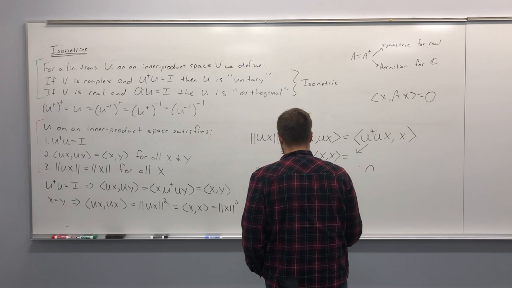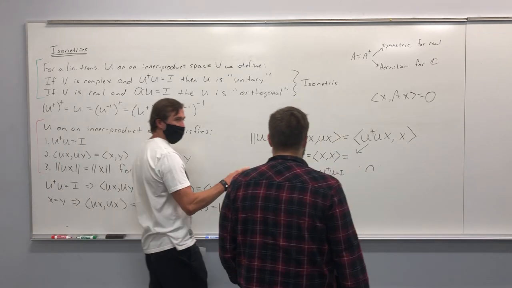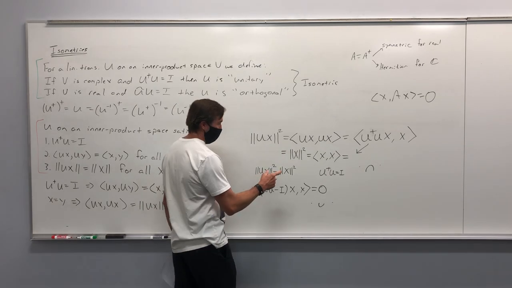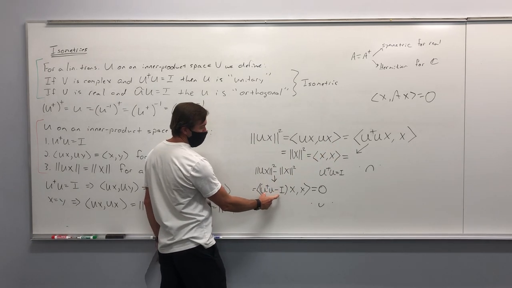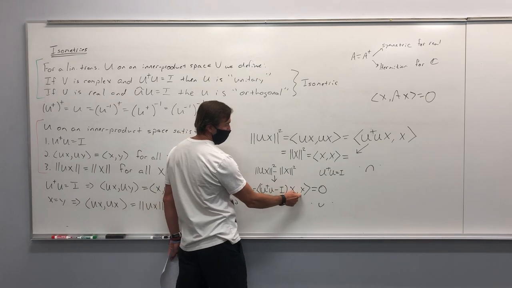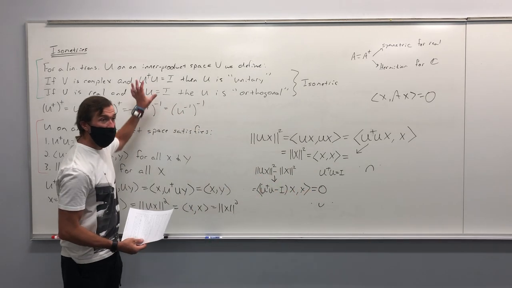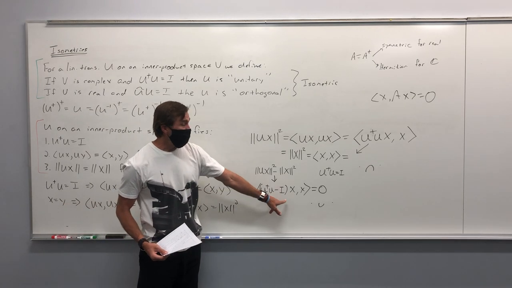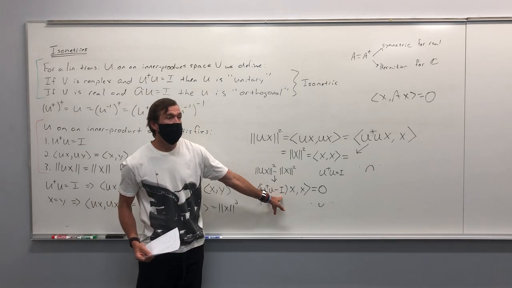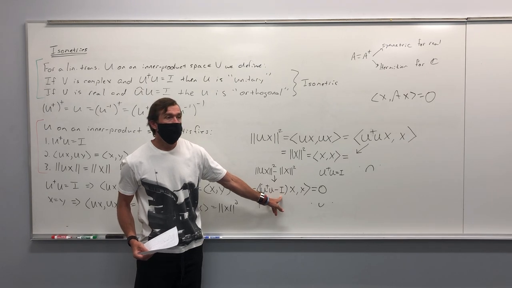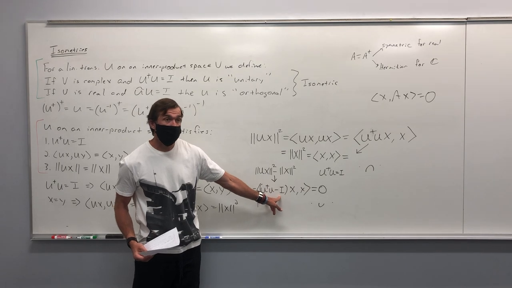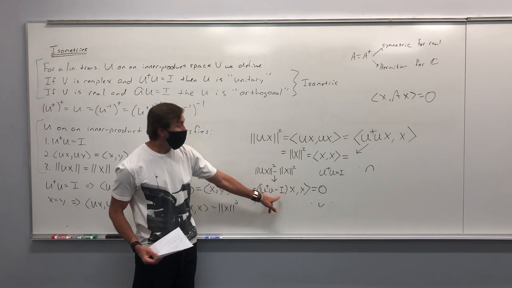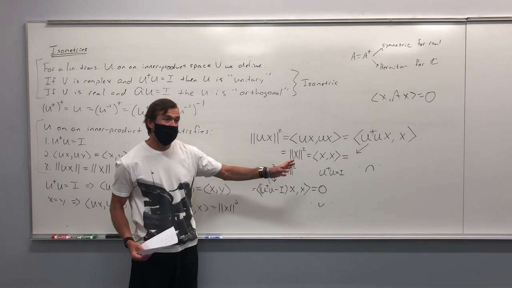So he subtracted them, so scoot over so they can see. He subtracted them and that gave him u dagger u minus the identity on x, x equals zero. Now we can grab one of those results and say if this is zero for all x, then what is this thing? So this is zero. Well, for this to be zero, u dagger u is equal to the identity. That's a given.